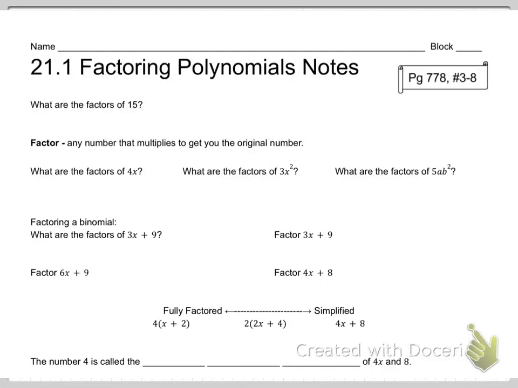Hey everyone, Mr. Newman here, and today we're going to learn about factoring polynomials. First of all, we've got to remember what factoring means.